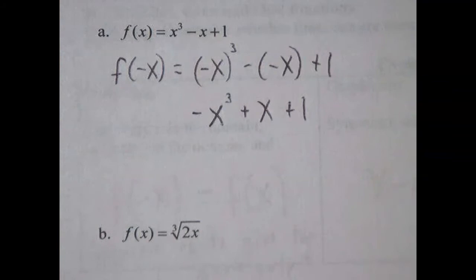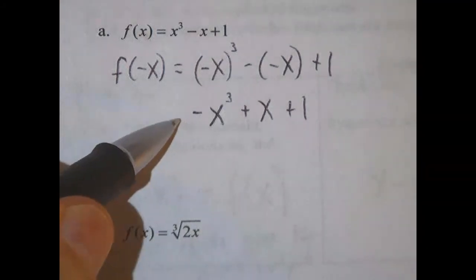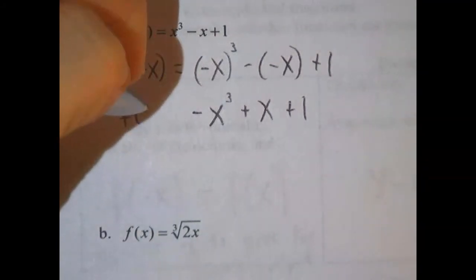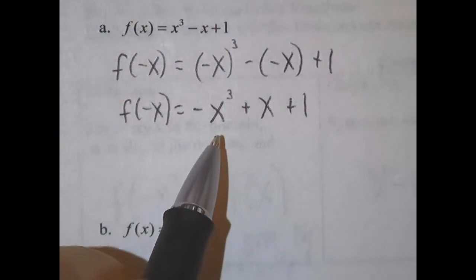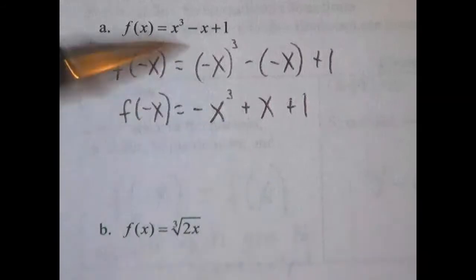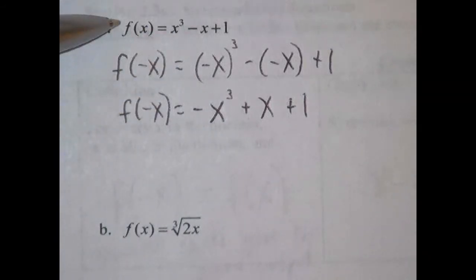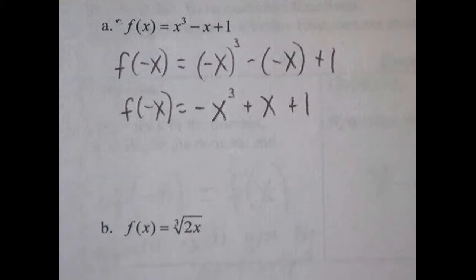Now, we have to be able to look at the function that we found for f of negative x. And the hard part is not actually finding it. The hard part sometimes is deciding, is this the same as what we started with? Is there some way that I could tweak this that it would actually be the same exact function? And usually what you need to look for is, can you multiply it by negative 1?